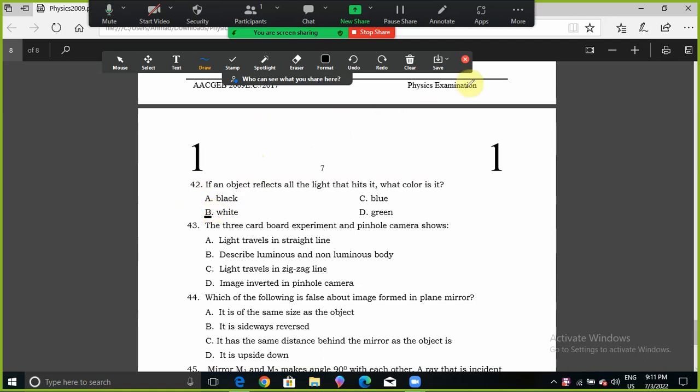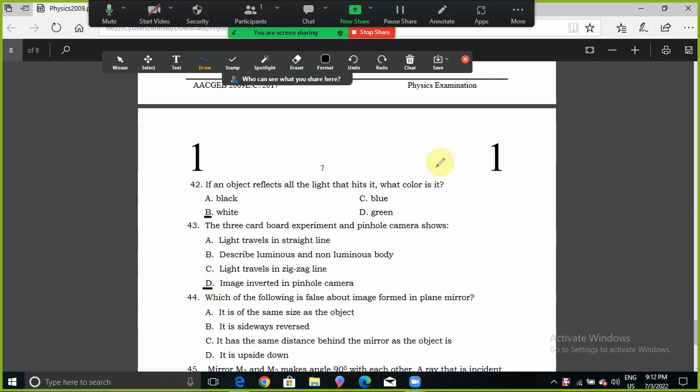Now in question number 43, it says the three cardboard experiment and pinhole camera show what? Light travels in a straight line, or describe luminous and non-luminous body, or light travels in a zigzag line, or image inverted in pinhole camera. First of all, the question says the three cardboard experiment and pinhole camera shows. Of course, it will be image inverted in pinhole camera. So the answer for question number 43 is D.